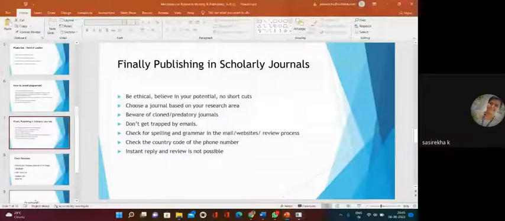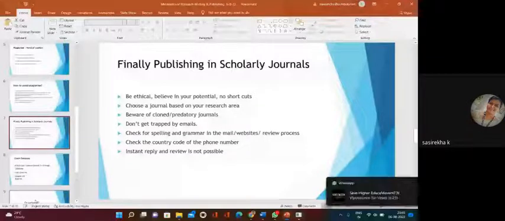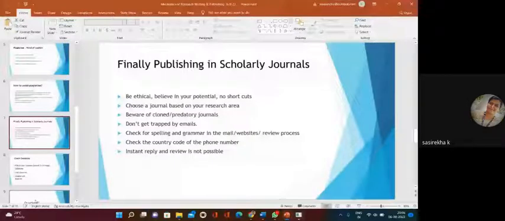See, we have to choose a journal based on our research area. Nowadays, multidisciplinary scholarly journals are also there. But we have seen that engineering scholars and science scholars, even medicos, then language people, literature people, linguists, everything comes under a multidisciplinary journal.